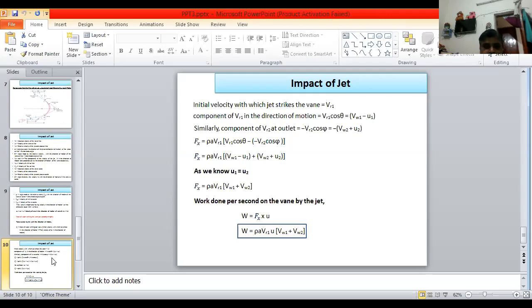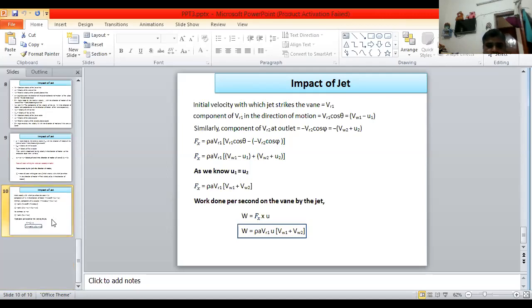Now, as you know that u1 is equal to u2, the above equation becomes Fx equal to rho A Vr1 into (Vw1 plus Vw2). Hence, work done per second on the vane by the jet, W per second, is equal to Fx into u, which is equal to rho A Vr1 into u into (Vw1 plus Vw2). Okay, thank you.